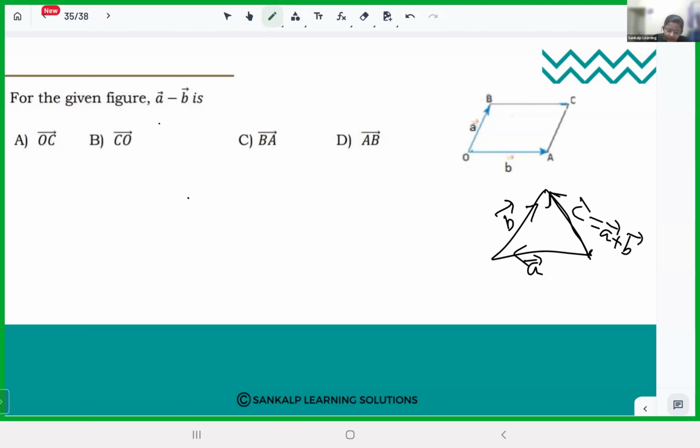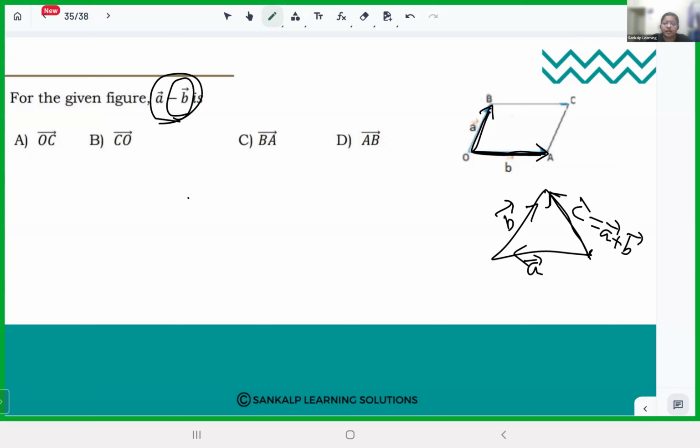Alright, so here they have given vector A minus vector B. So this is vector A and this one is vector B. Here can we directly apply the triangle of vector addition? No, because the directions are different. They are not going in the same direction. But here you can see that it is minus B. Minus B means it is a negative of vector B.